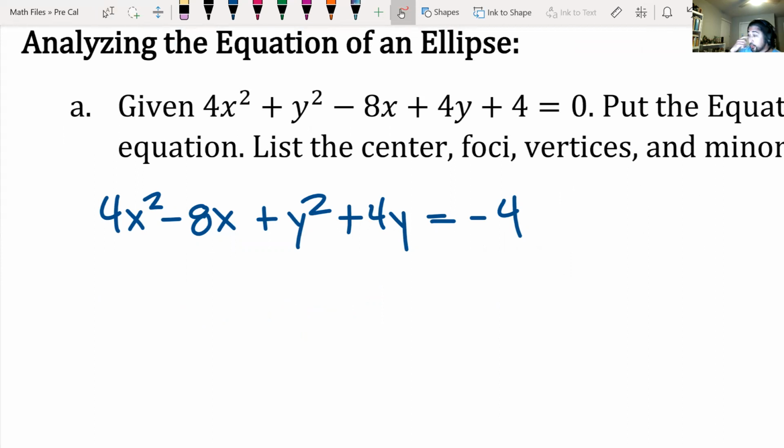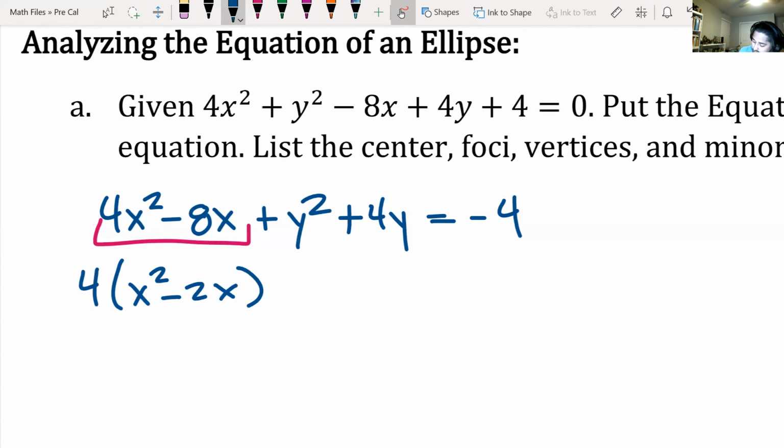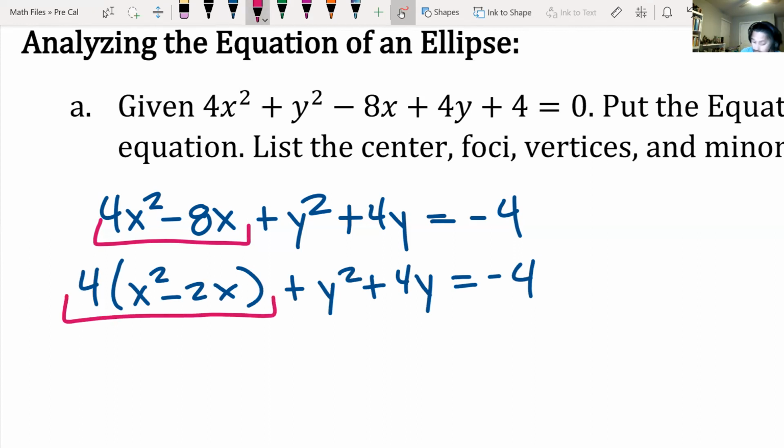Well, then what we're going to do next, to create the equation of this ellipse, we're going to do what we did on the last two with parabolas and circles. To create the equation of an ellipse, we have to complete the square, right? So before I complete the square on these x terms, what number do I need to factor out? A 4. So I take this 4 out, and I'm left with x squared minus 2x plus y squared plus 4y equal to -4. Okay, we are now ready to complete the square. We'll start with this one.